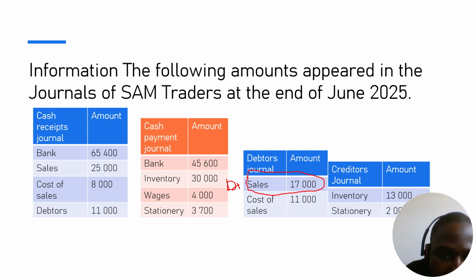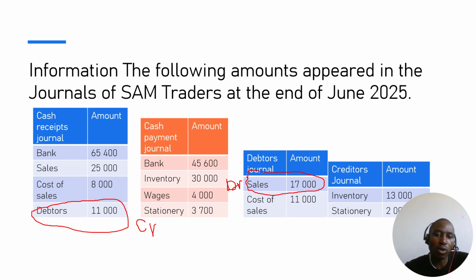They will go to the debit side of our debtors control. And we said the debtors control in the CRJ stands for the debtors that paid us, so that is decreasing our debtors control. So it will go to the credit side of our debtors control. So this amount is going to go to the credit side and this amount is going to go to the debit side. Now let's go into our debtors control.